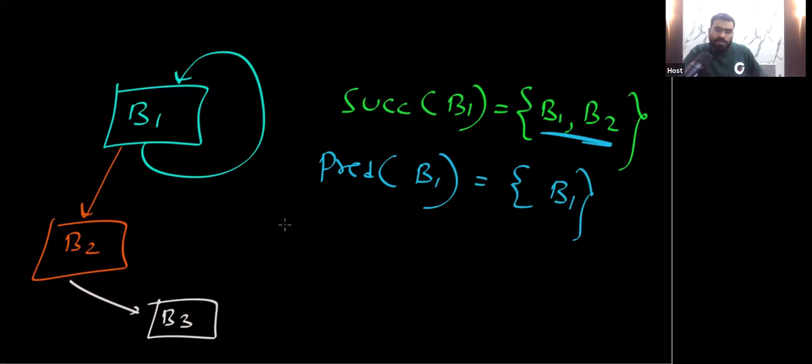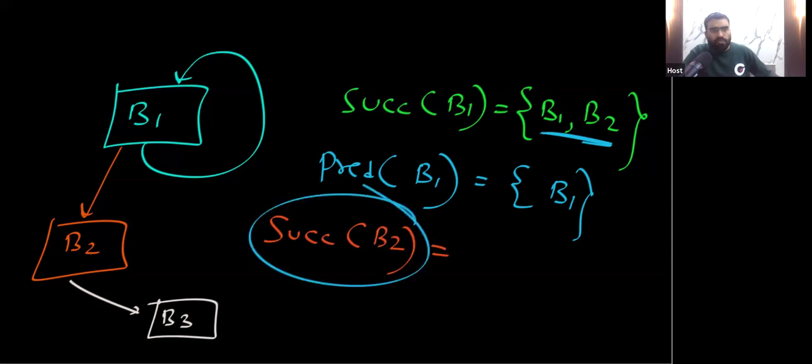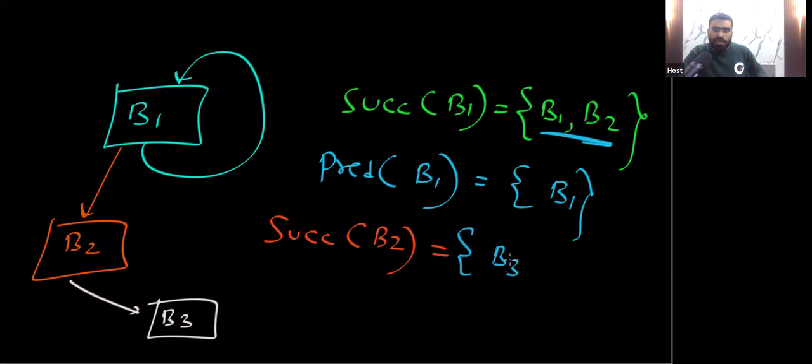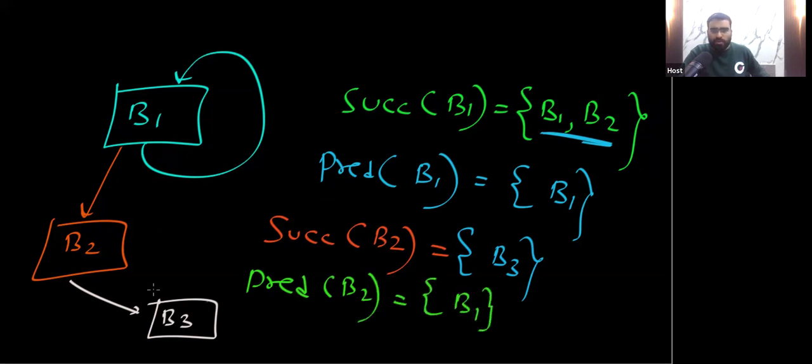Next, what is the successor of B2? The successor of B2 means from B2, where do you have an edge? And what is the predecessor of B2? From where do you have an edge to B2? That will be B1. Yes or no? I hope this point is clear.